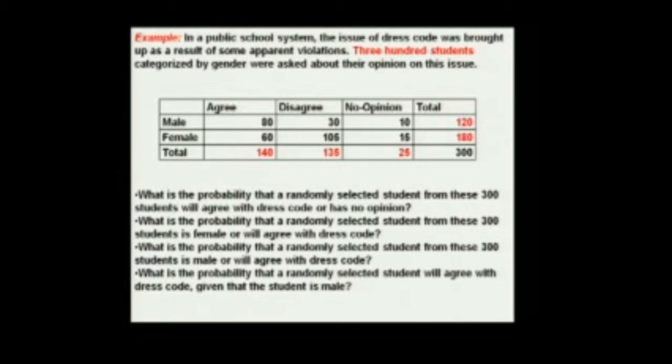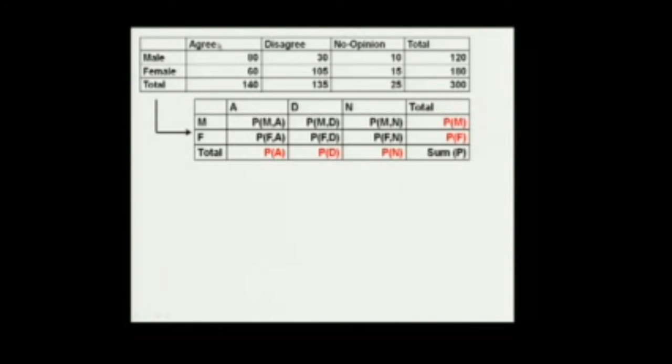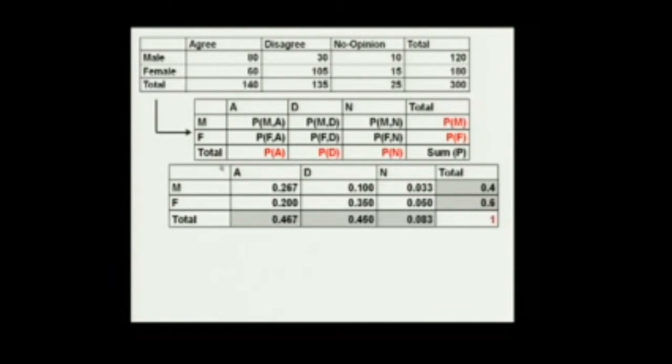What's the probability that a randomly selected student from these 300 students will agree with the dress code or has no opinion? That's either or. And so on, as you can see on the screen. Let's take some of these probabilities. First, we convert the table into a probability table. And here is the definition of the different probability as we did before. And very similar to what we did before, we can convert the contingency frequency table into a relative frequency or probability table, just the same way as we did before.